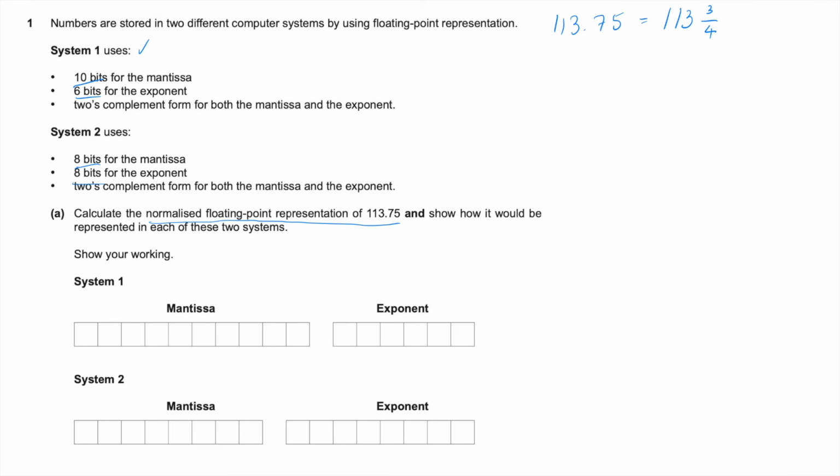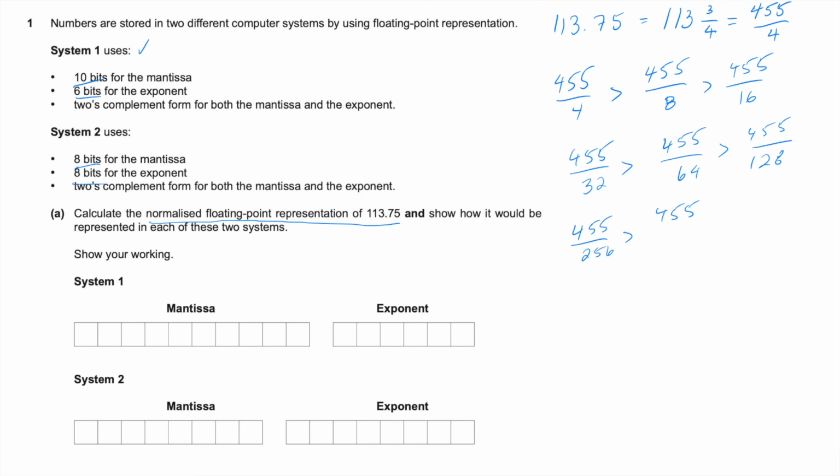And if we go ahead and turn this into an improper fraction, that means we're going to end up with 4 times 113, which is 452, plus 3, so 455 over 4. So we need to go through that whole process. So we have 455 over 4, 455 over 8, 455 over 16, over 32, and we're at 455 over 512, because remember our denominator needs to be greater than our numerator.